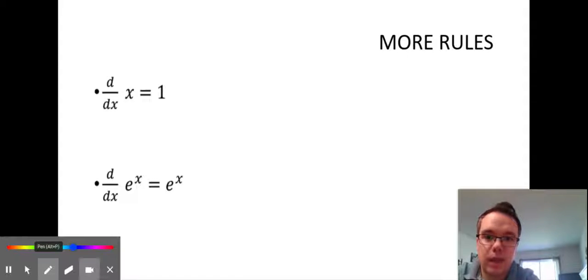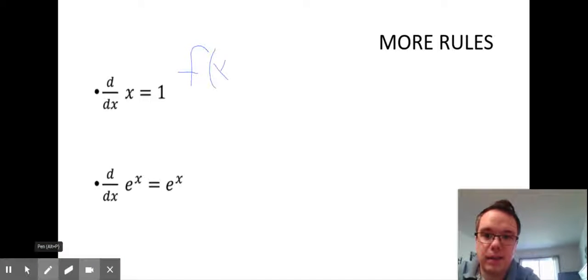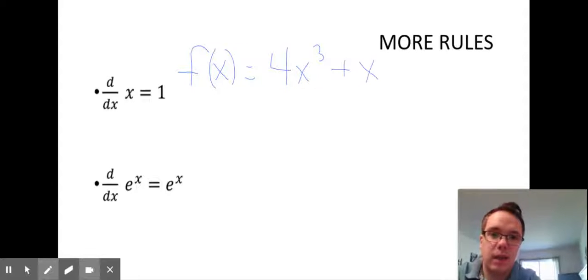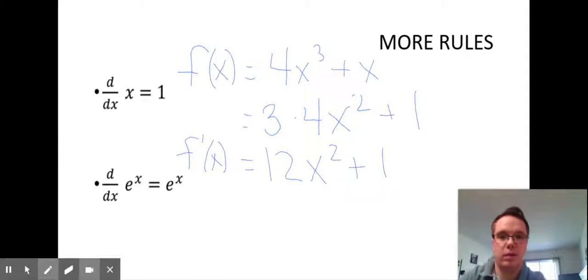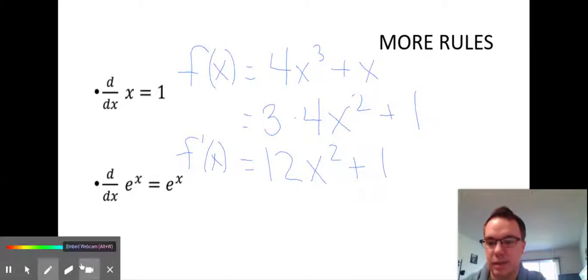So going back up to the derivative of x is 1, I just want to do one more example here quick. If we had f of x is equal to 4x cubed plus x, for the 4x cubed, we would bring our 3 down out front, multiply it by our 4, and subtract 1 from our 3 to get x squared. For our x, we did all that work yesterday, but now we can just write 1. So our derivative here would be 12x squared plus 1. That just saves us some work. And again, e to the x is a new one. The derivative anytime you have e to the x, it stays e to the x.